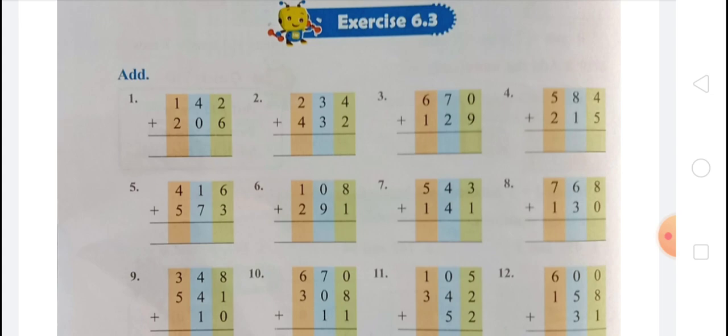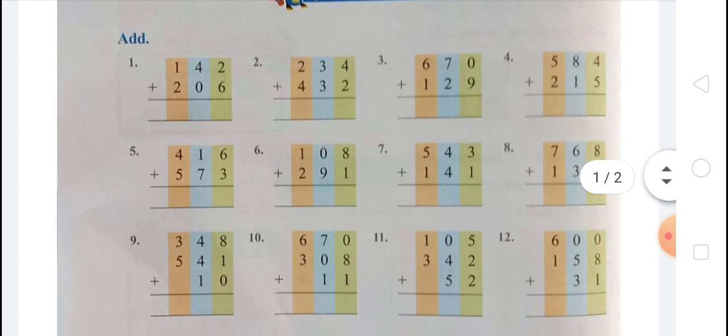Question number 8, 768 and 130. In 768, 8 is on ones place, 6 is on tens place, and 7 is on hundred place. And in 130, 0 is on ones place, 3 is on tens place, and 1 is on hundred place. So we have to add the first ones. So 8 plus 0, there will be 8, and 8 ones plus 0 ones equal 8 ones.